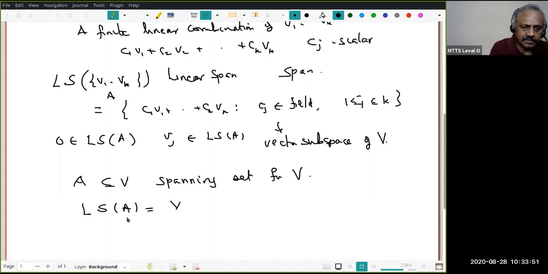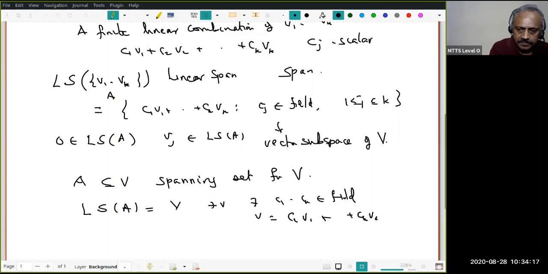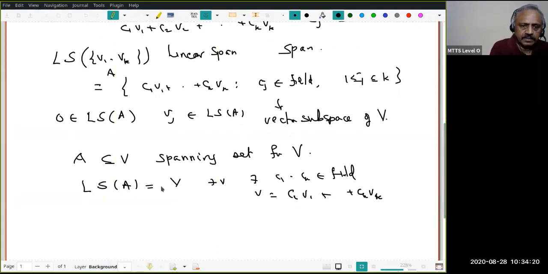Let us try to understand this in a slightly different way. This means give me any vector in V, it is going to be a linear combination of vectors in A. That means given any v, there exist scalars c1 to ck so that v is of the form c1 v1 plus ... plus ck vk. That's what it means. Is it clear? So this is the definition of a spanning set.